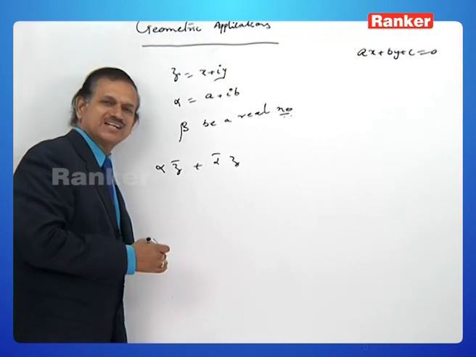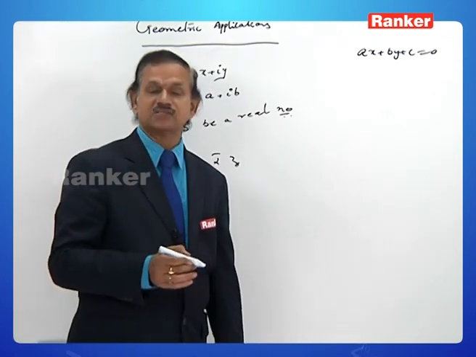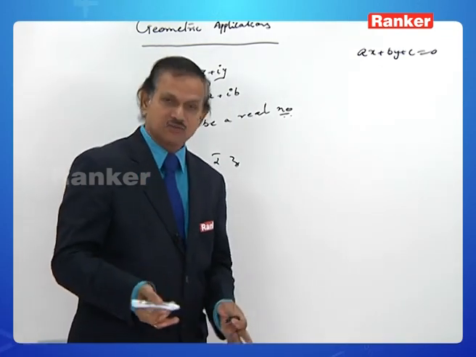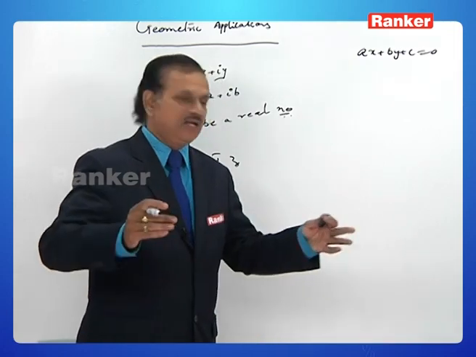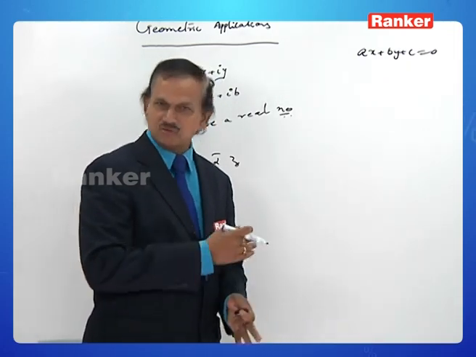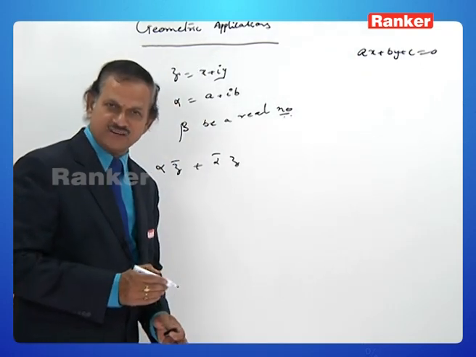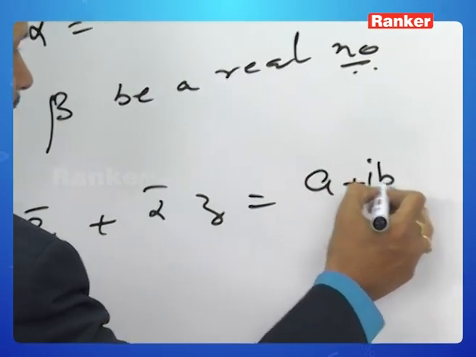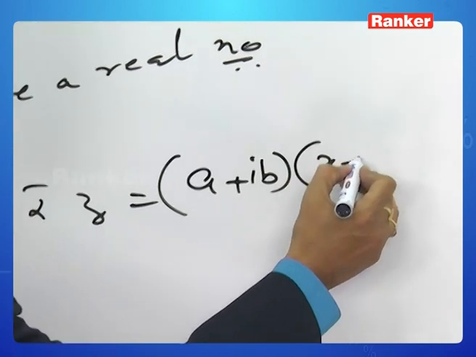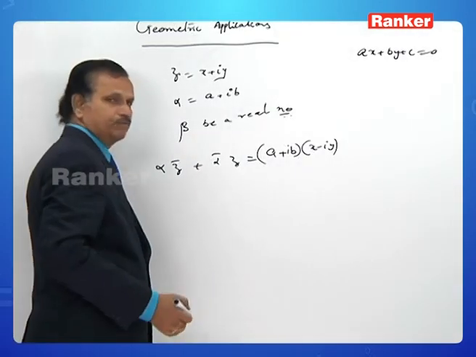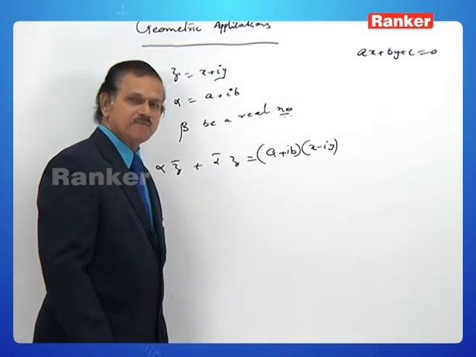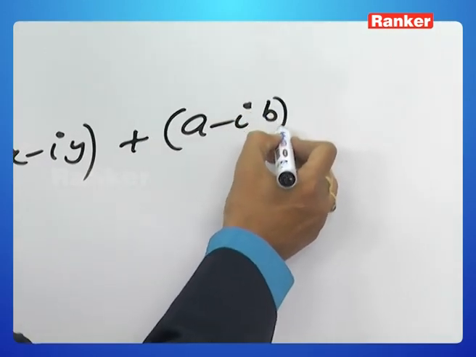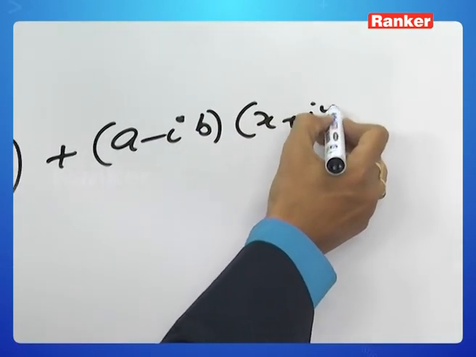Now, let us calculate alpha z bar plus alpha bar z. What happens to the fate of this expression? It's very useful. It can be used at so many instances, of course. So let us have a standard outlook in our mind about this expression, that is alpha z bar plus alpha bar z. What is going to happen? Let us see. What is alpha? a plus ib. What is z bar? x minus iy, surely, as z is x plus iy. Plus alpha bar, a minus ib, times z, x plus iy.